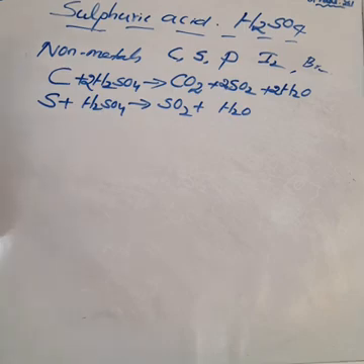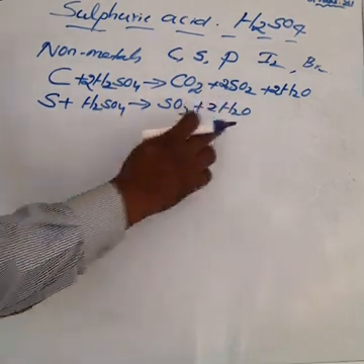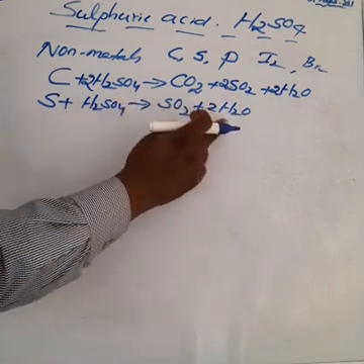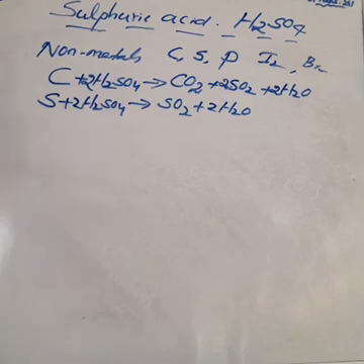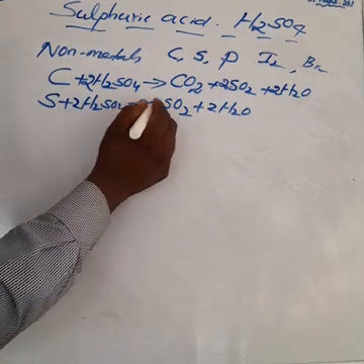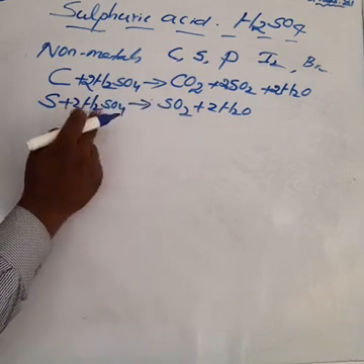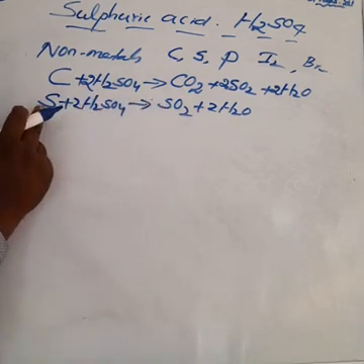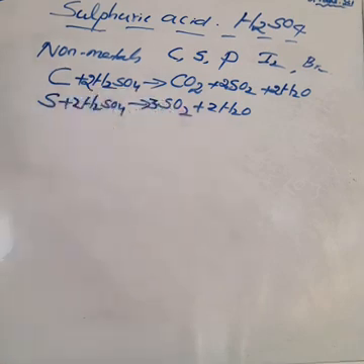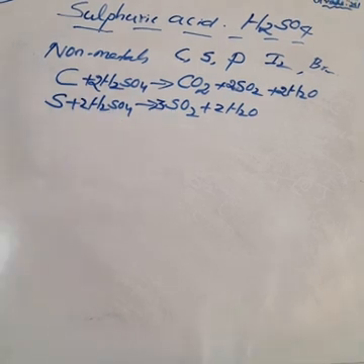Next, sulfur reacts with sulfuric acid, we get sulfur dioxide SO2 plus H2O. How can you balance the equation? On the product side, water molecules have only one oxygen, so make it 2 water molecules. So 4 hydrogen is balanced. What about the sulfur? The reactant side has 2 plus 1, that is 3 sulfur, so make it 3 on the product side. Now the equation is balanced.